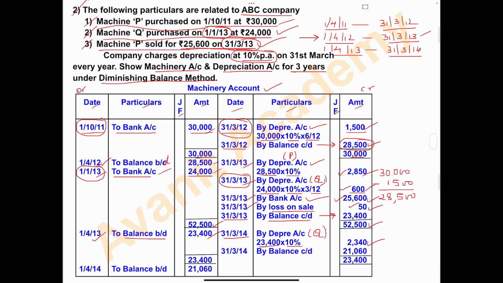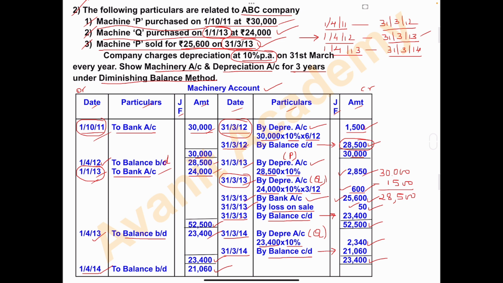Okay. Close the debit side. That is 23,400. Write the same amount on the credit side, 23,400. From this 23,400 minus depreciation amount, that is 2,340. Difference amount is 21,060. So write 31st March 2014 by balance carried down 21,060, and the same amount will be brought down to the next year, that is 1st April 2014 to balance brought down 21,060. So 3 years machinery account is completed: 11 to 12, 12 to 13 and 13 to 14. So pass the last entry for 14 and close it. To balance brought down 21,060. So this is the machinery account.